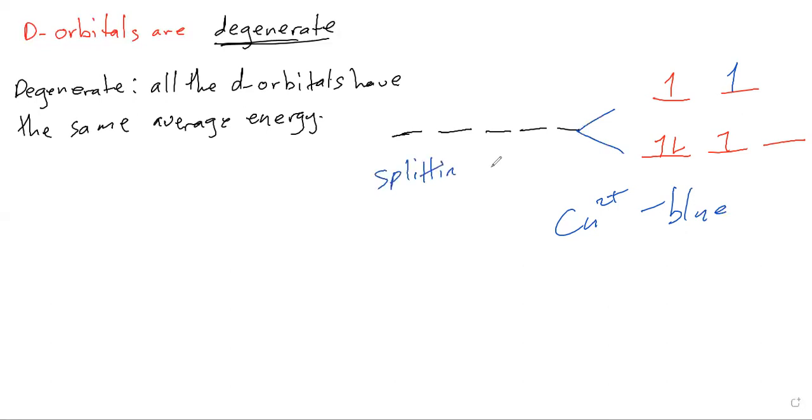It's a splitting of the degenerate d orbitals. So the orbitals split into lower energy and higher energy. Electrons in the lower energy d orbital can absorb light in the visible region of the electromagnetic spectrum and go up here. Whatever wavelength of light is absorbed, that is the color that the compound will get. So they are colored because they can absorb light in the visible region.